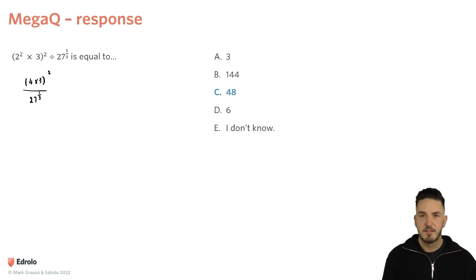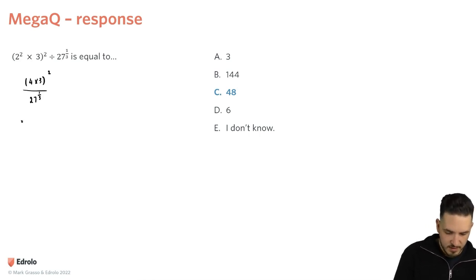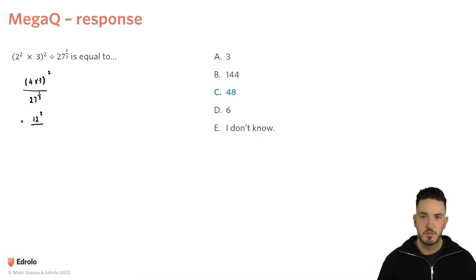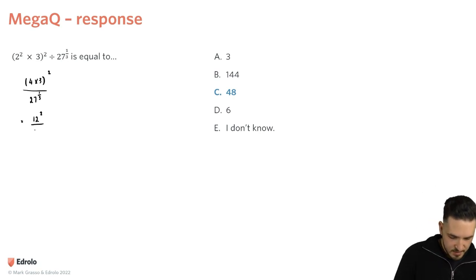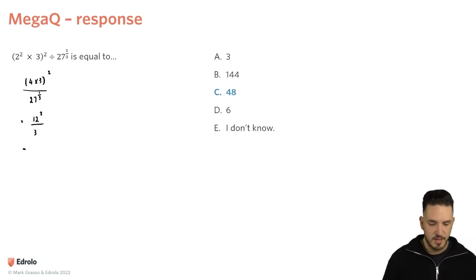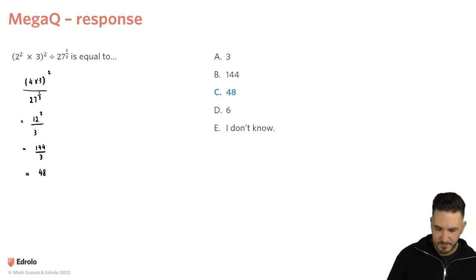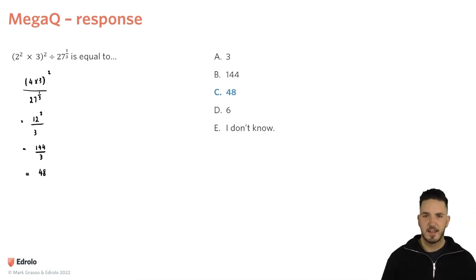4 times 3 is 12, so 12 squared divided by the cubed root of 27. Cubed root of 27: a number multiplied by itself 3 times happens to give you 27, so we've got 3 times 3 is 9, times 3 is 27. So the cubed root of 27 is 3. So we're going to have 12 squared divided by 3. 12 squared is 144. Divided by 3, and finally 144 divided by 3 equals 48. So the answer is C.